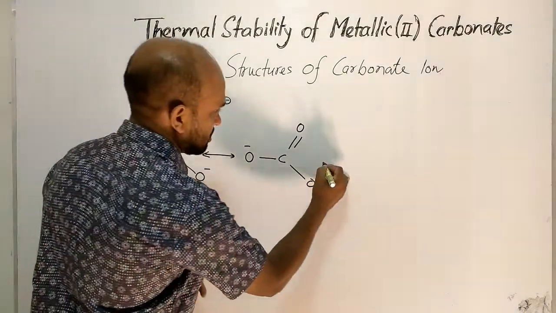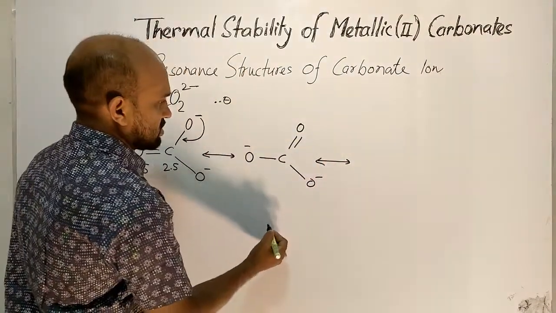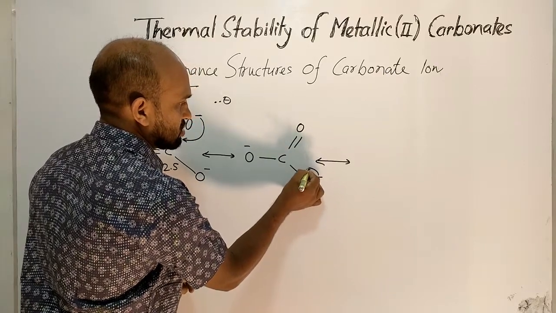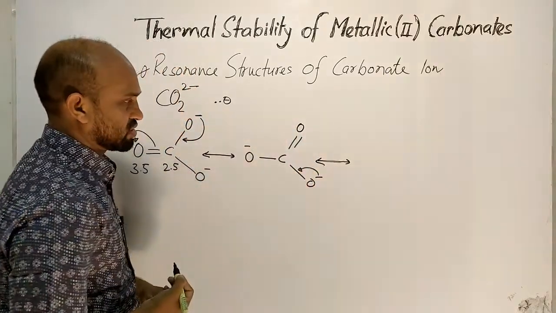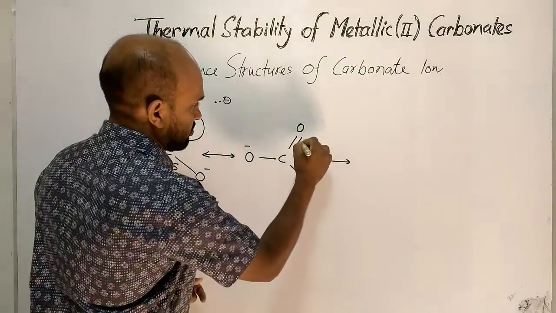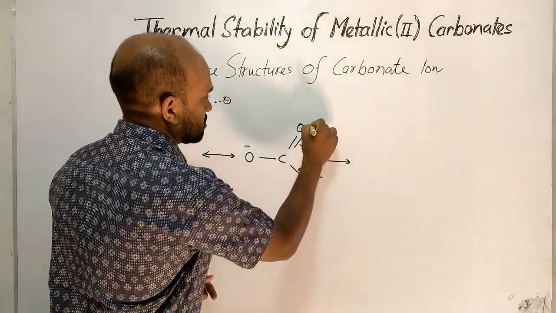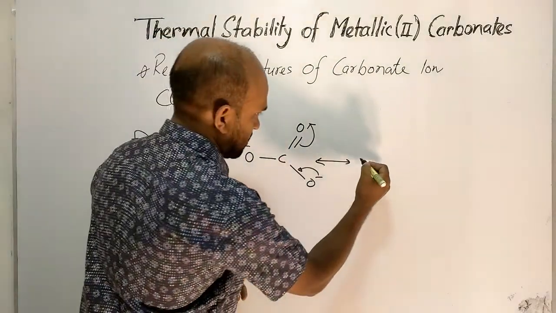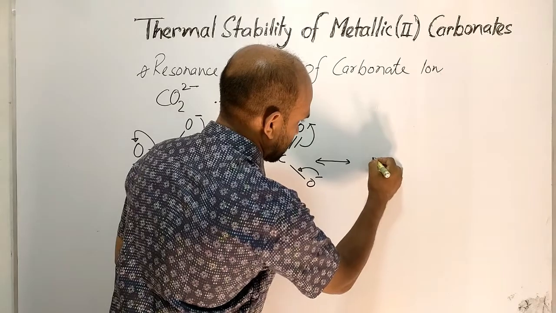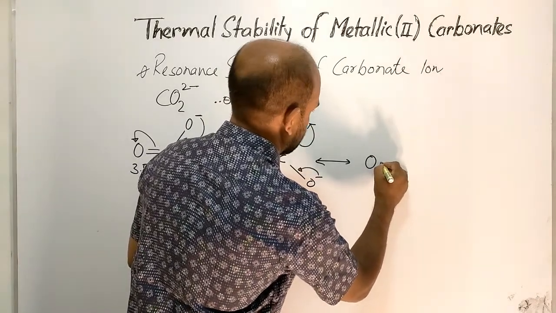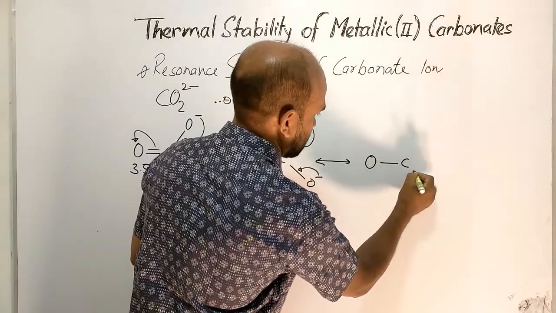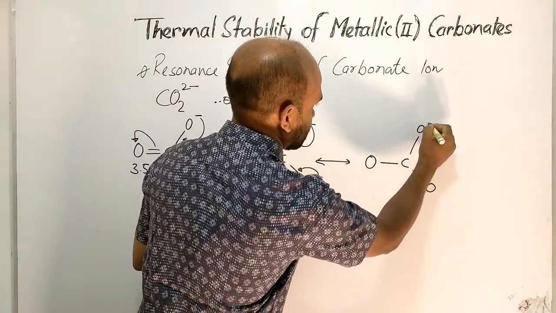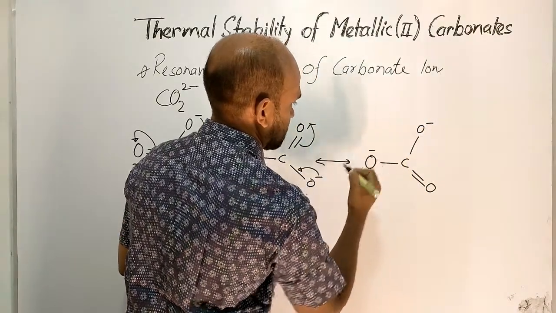Another resonance structure is this lone pair of electrons turns into bonding pair of electrons. At the same time, this bonding pair of electrons turns into lone pair of electrons, and this structure is obtained. That is, this is single bond, it turns into double bond, again it turns into single bond with this charge.